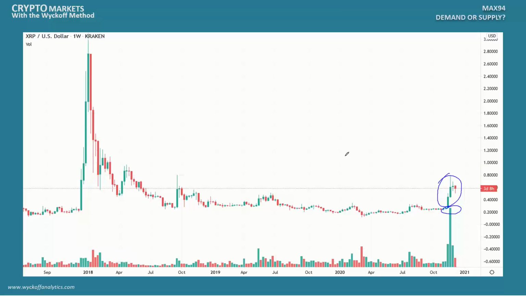So the first test that we have seen here is very constructive, and I think that if we stay here and we digest the supply that has emerged on this bar, Ripple could be very interesting in the future. But it's very important to see signs of absorption and after that a confirmation. This is not my favorite chart. Generally, I prefer instruments that show a more consistent presence of institutions on the tape.